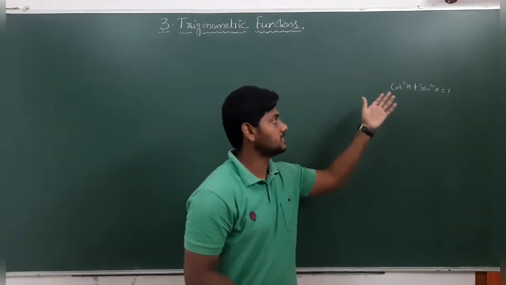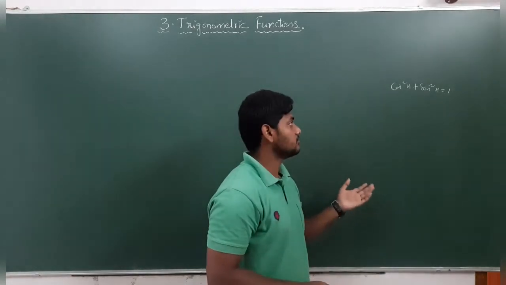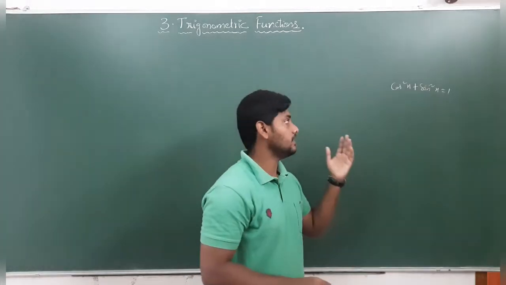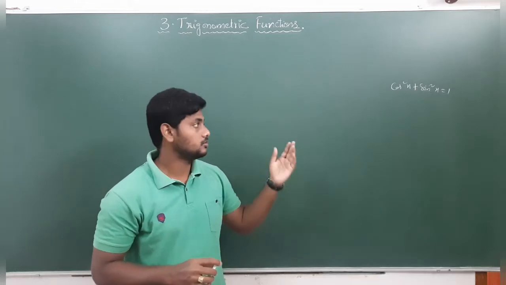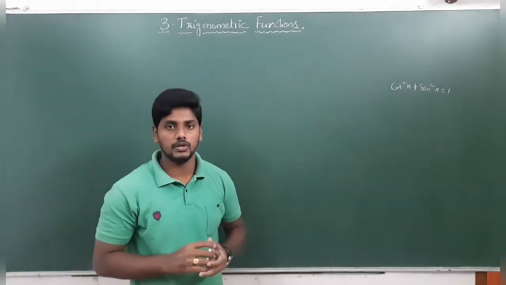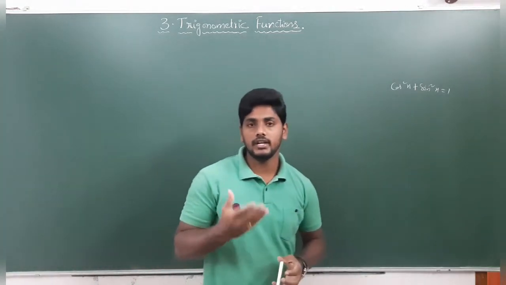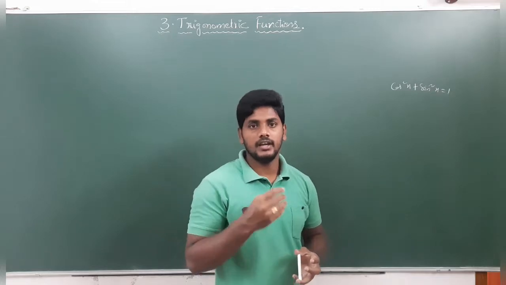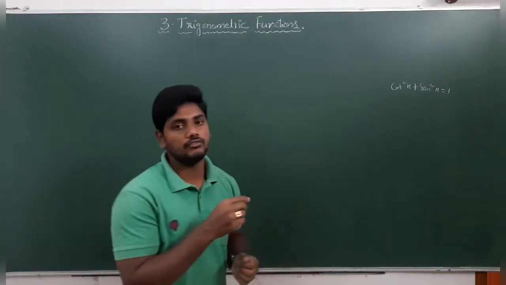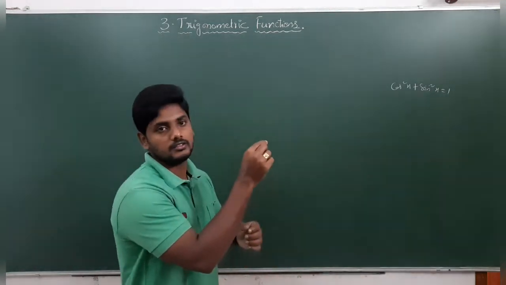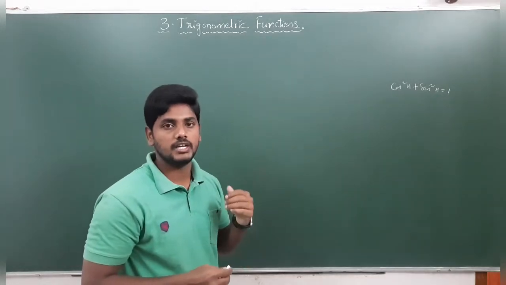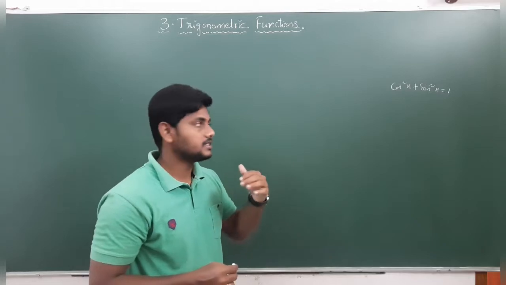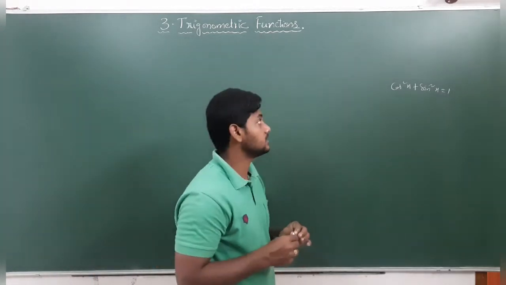Why cos square x plus sin square x equal to 1, why secant square x minus tan square x equal to 1, why cosecant square x minus cot square x is equal to 1, and also what do you mean by quadrantal angles, right? And again we will find the values of cos 270, cos 360, cos 180, cos minus 180, cos minus 270, tan, all those values we will find in this session.